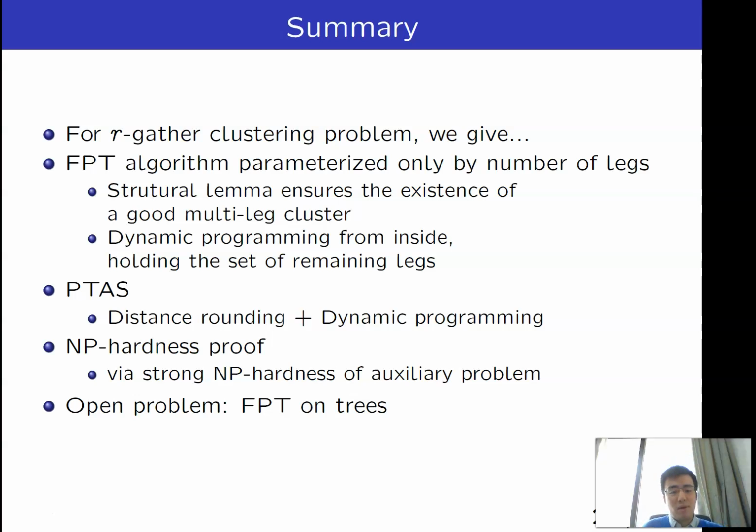The main open problem is FPT algorithm on trees. We don't know whether it is possible when parameterized by number of edges on trees.